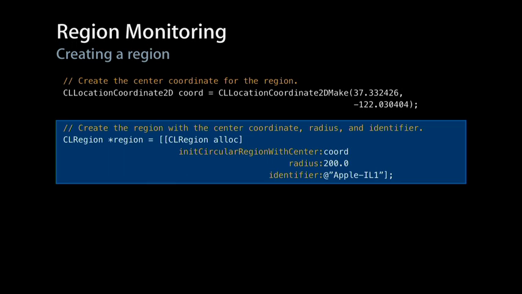And finally, identifier. The identifier is a crucial part of creating a region. It's not something that is going to be displayed to the user, but it's a property on a region that you can check when you get a CLRegion object passed in with a delegate callback. This allows you to know which region triggered the event, and then you can respond accordingly in your application.